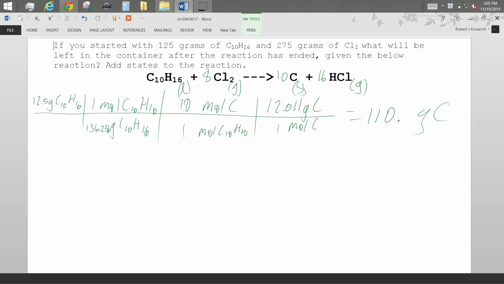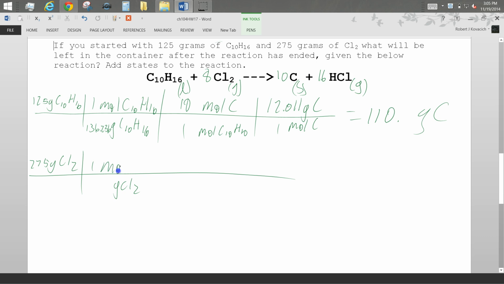Awesome. So now what do I need to do? Do the chlorine and carbon. Now I need to figure out if I have enough of the chlorine. So I've got 275 grams of the Cl2. And so then I'll put grams of Cl2 and 1 mole Cl2. And then it's what, 70.906. Okay. And so this just counted my number of chlorines. And so now I'm going to figure out, if I had this many chlorines, how many carbons I can make.